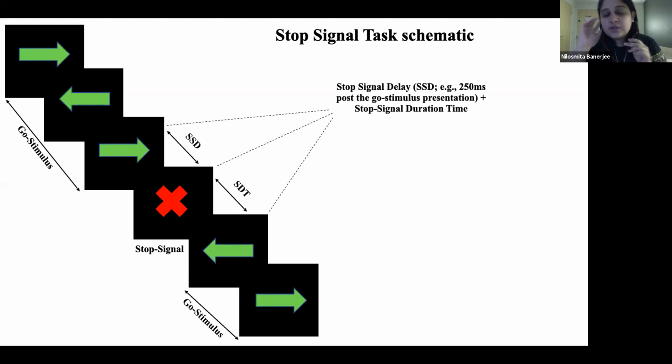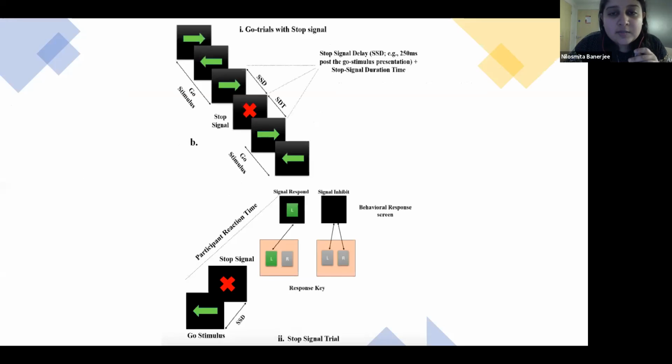In a stop signal trial, the participant will be given a couple of go stimuli, which is pressing right or left, and will be interspersed with a stop signal like the cross shown in the schematic, when the participant is signaled to basically inhibit their prepotent action to the particular task. This is a more descriptive schematic, which also shows the trial and the participant reaction time and what constitutes it.